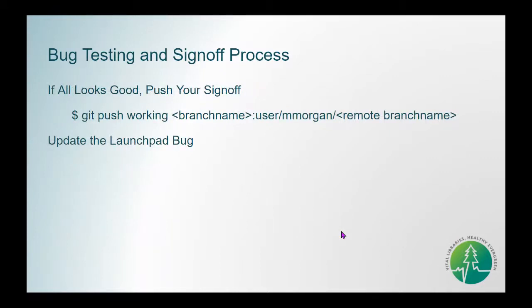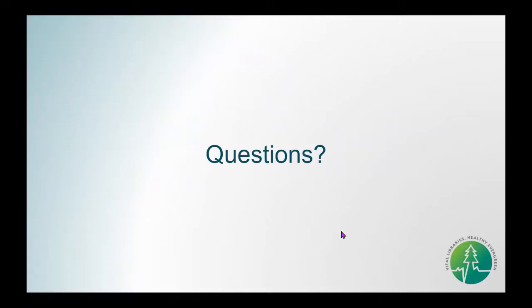So if everything looks good, you can use the git push command to push your working branch with your sign off up to the working repository. And then, of course, you'd update the Launchpad bug and hopefully add a signed off tag. No, you will add a signed off tag, and hopefully very soon a committer will review it and decide whether it's appropriate to merge it to master. So that's the process. And that's pretty much all I have.